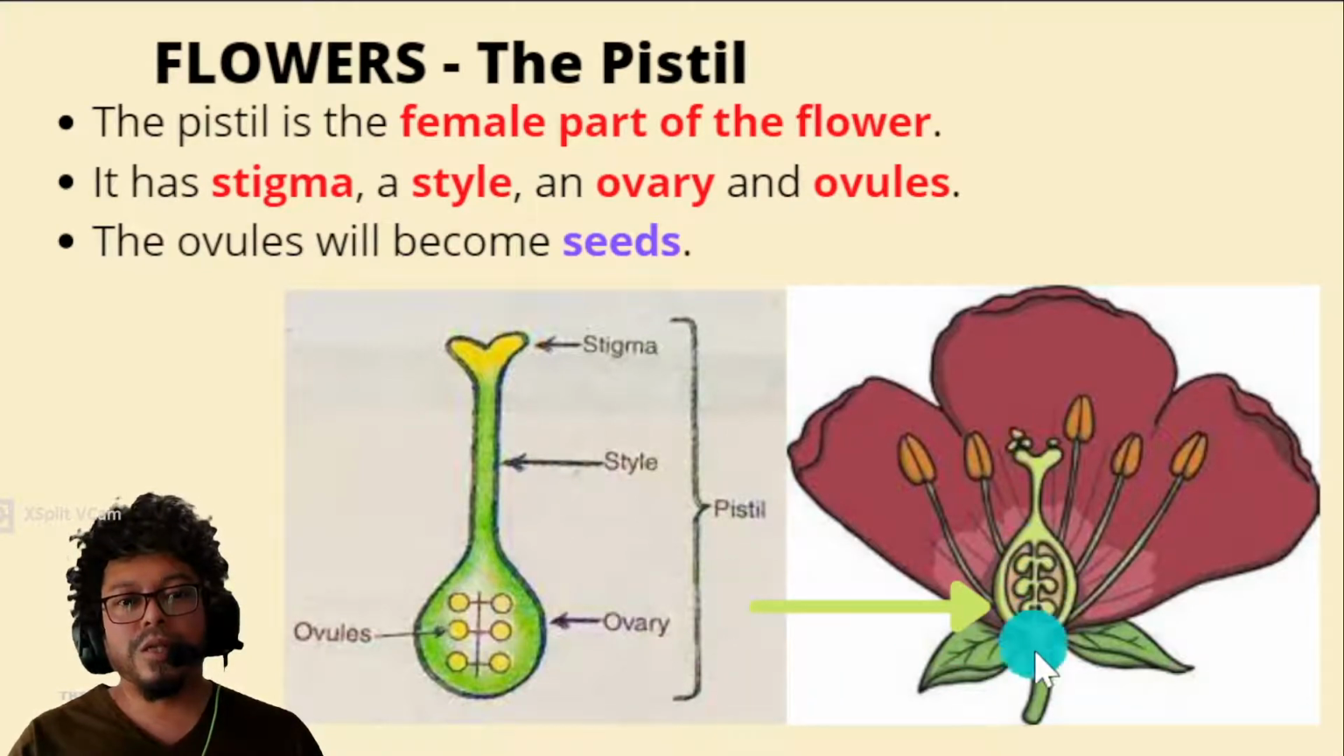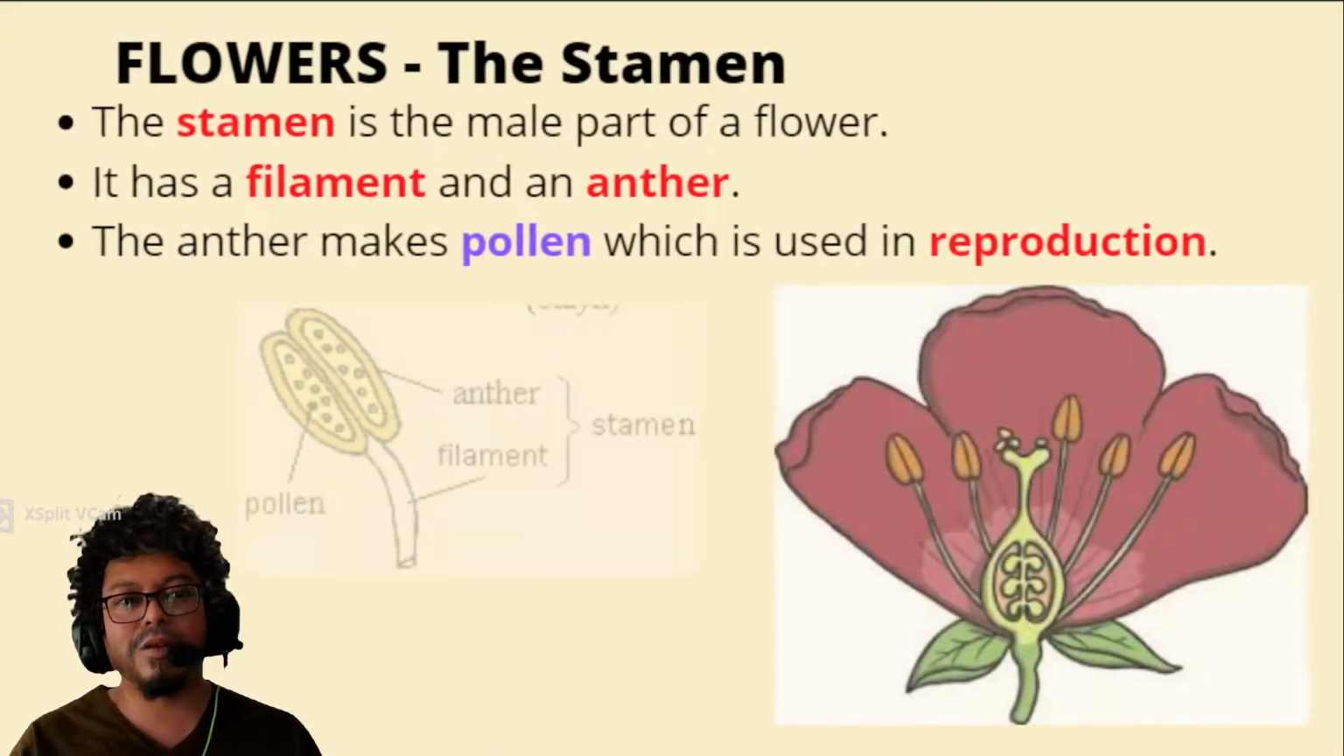So pistil ada stigma, stigma atas, style, ovary, semua sekali, and ovules, ovules di dalamnya. So you have to learn parts of the flower, this one. So lagi sekali, let me re-explain.